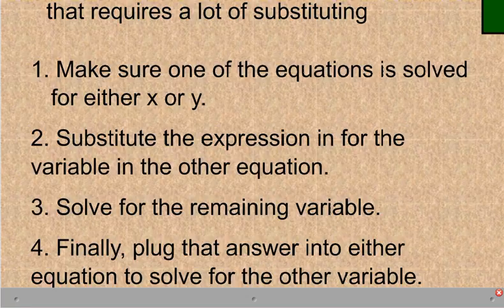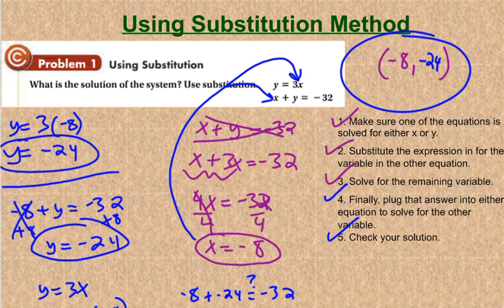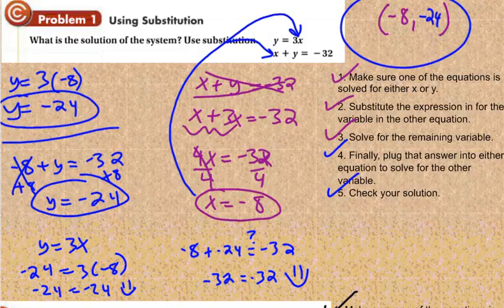First, make sure one of the equations is solved for either x or y. If it's not, then you're going to have to do something with it, or maybe this isn't the best method. Then substitute that expression in for the other equation, and then solve for the variable that's left. And then finally plug that number in for either of the original equations to solve for the other variable. Here we'll take these directions and bring those over with us again.